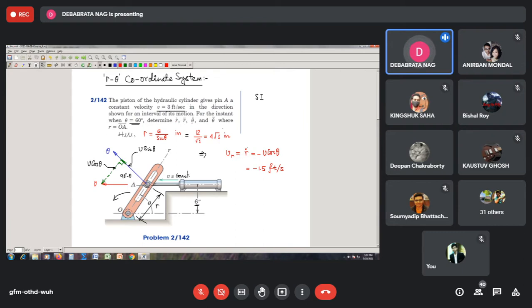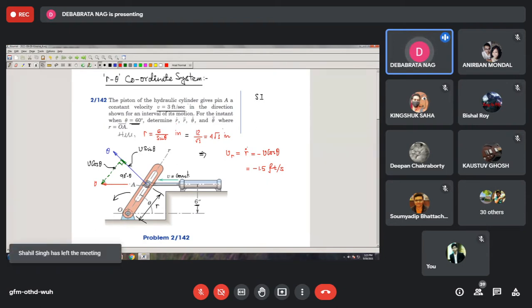So r dot and theta dot, these two quantities will be found from the velocity analysis. So you need to do the velocity analysis. This is where I have drawn the velocity triangle, velocity analysis I am doing. This is your resultant velocity because this is your input motion. So this is your resultant velocity.